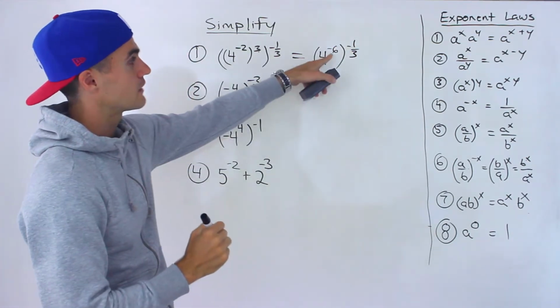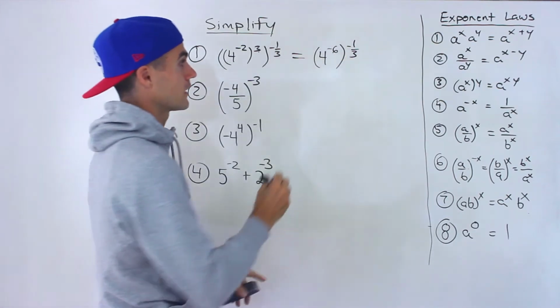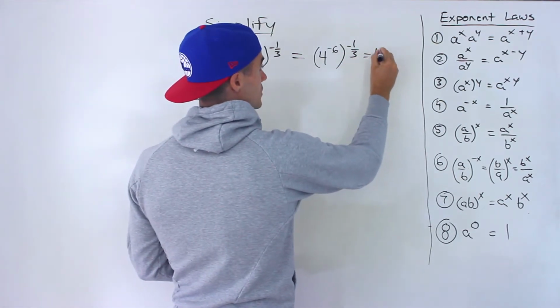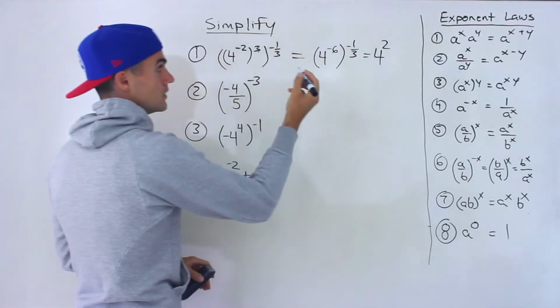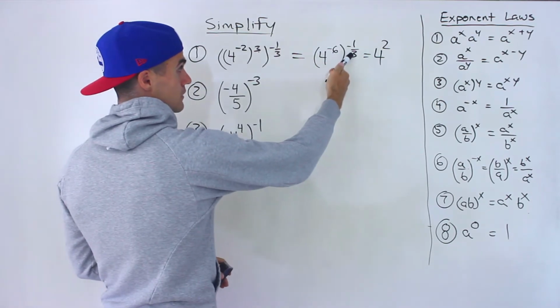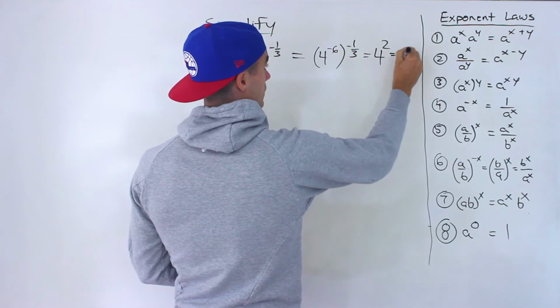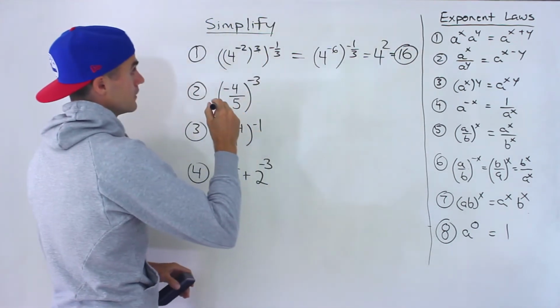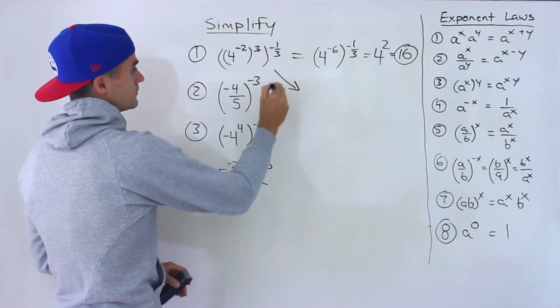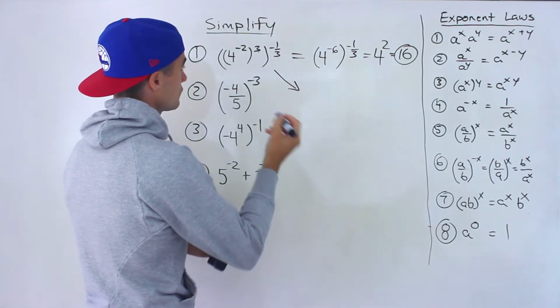And then you could take the negative 6, multiply it by negative 1 over 3, that would give you 4 to the power of positive 2, right? Negative 6 times negative 1 over 3 gives you 2, so this would end up being 16, right? You want to be careful here. Again, there's so many different ways to go about this.